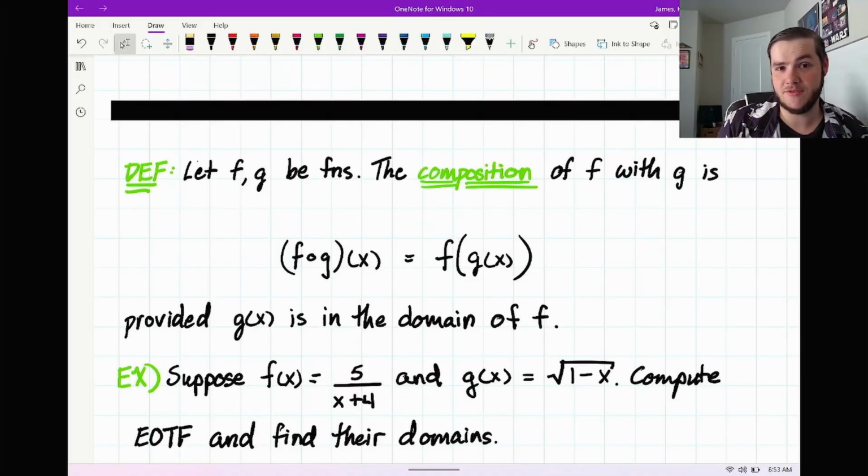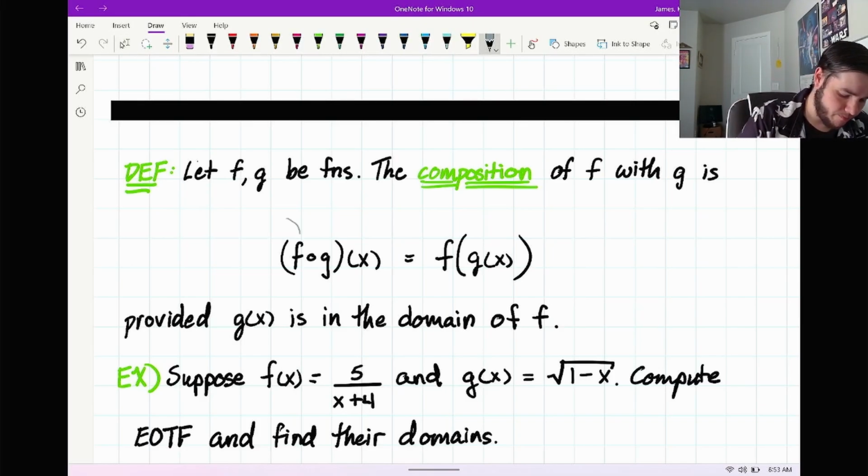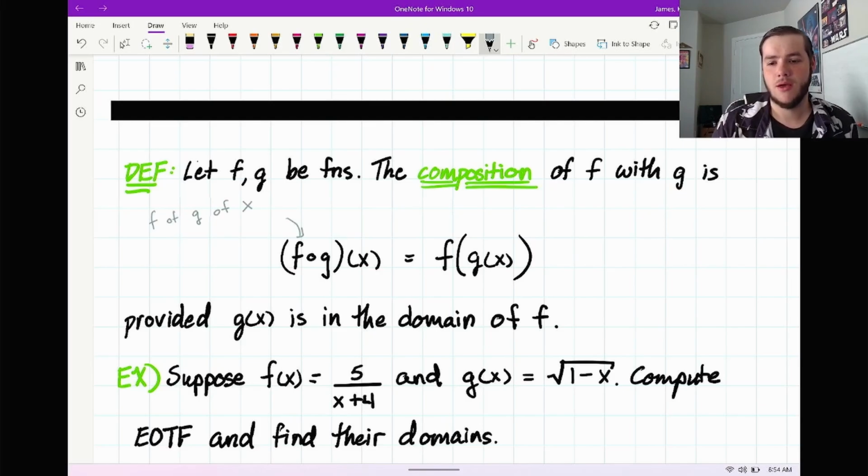Let's suppose that I have 2 functions f and g. Their composition is f of g of x. That's how I read both sides of this. f of g of x, provided that g of x is in the domain of f. Essentially, a composition is where I take one function and plug it in as an input for another one. Let's take a look at an example.